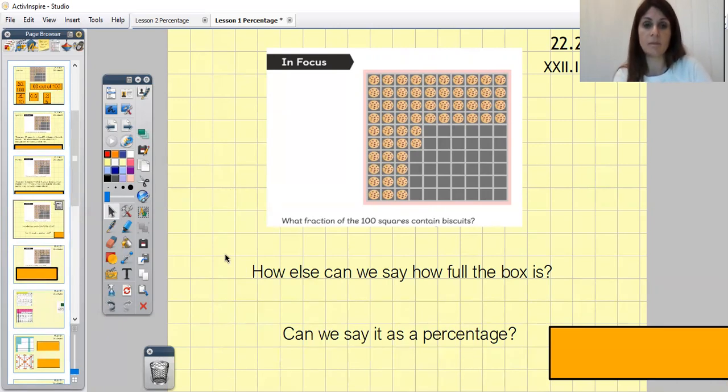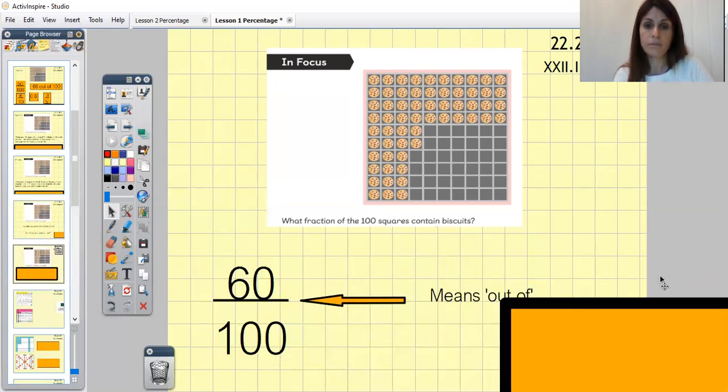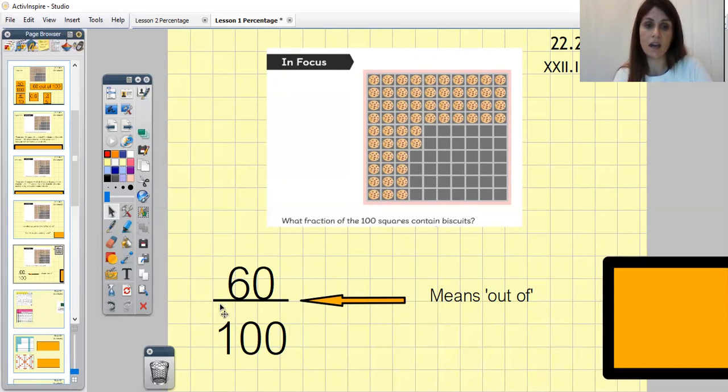Now, in order to say it as a percentage, the easiest way to think about it is having it out of 100. Okay, so let's have a look. This little line here, as we know, means out of. So we're saying 60 out of 100. And the word percent actually is from the French word for cent, 100, okay, out of 100. So that's what we have to think about. That's what we keep coming back to when we think about percentages. You need to make sure that you make it out of 100.